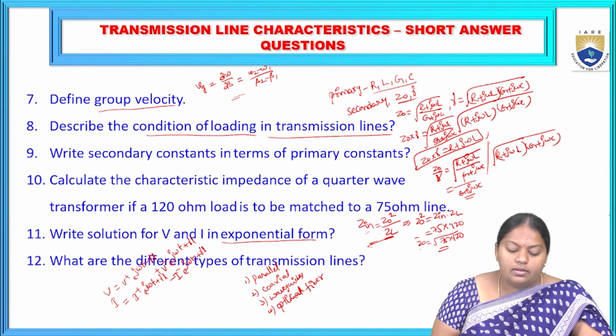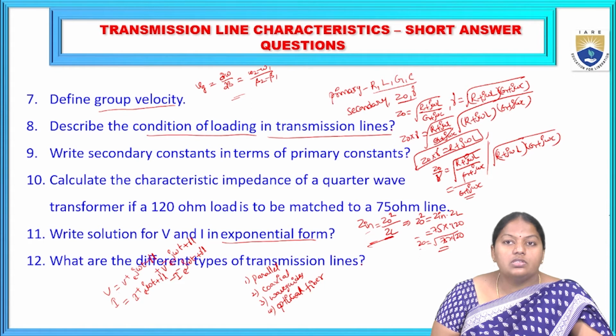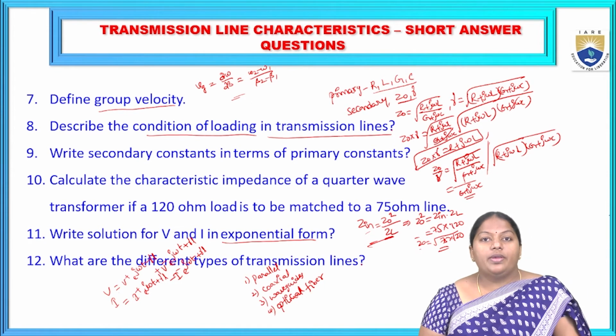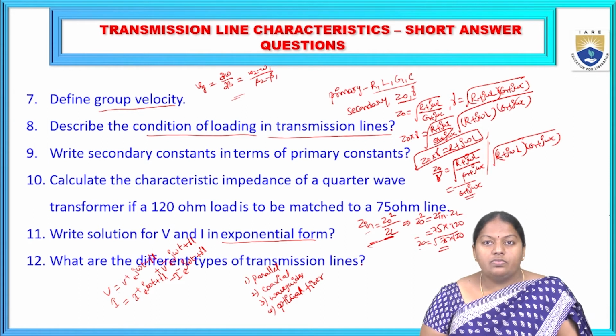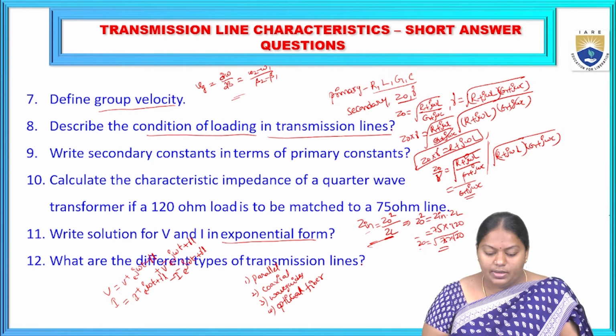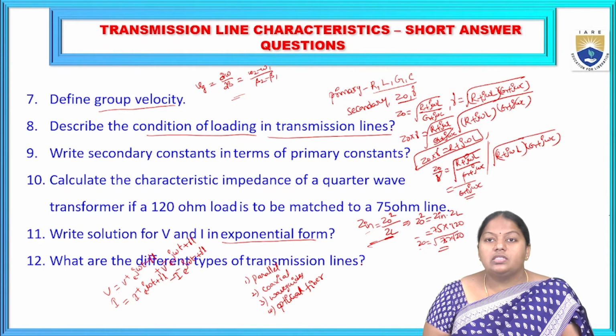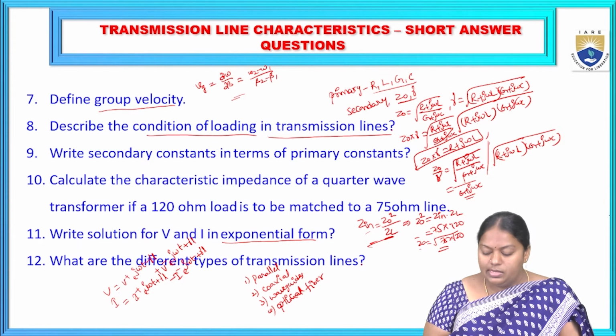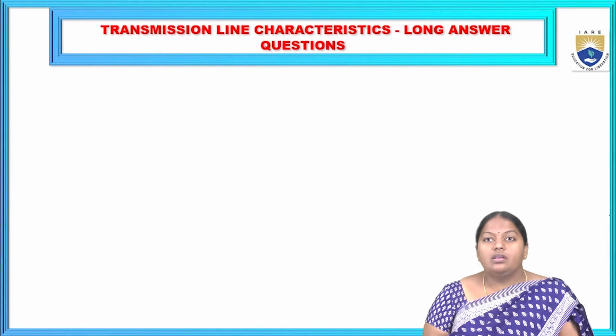Now to express voltage and current equations in the exponential form, V equals V plus e power j omega t minus gamma L plus V minus e power j omega t plus gamma L, and I equals I plus e power j omega t minus gamma L minus I minus e power j omega t plus gamma L. And we have discussed four types of transmission lines: parallel wires, coaxial cables, waveguides, and optical fibers.